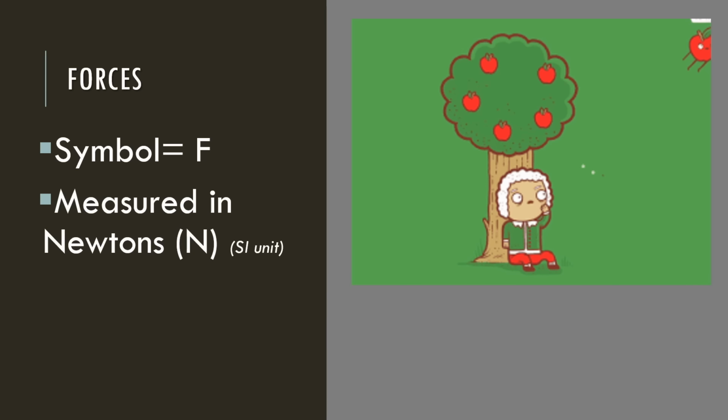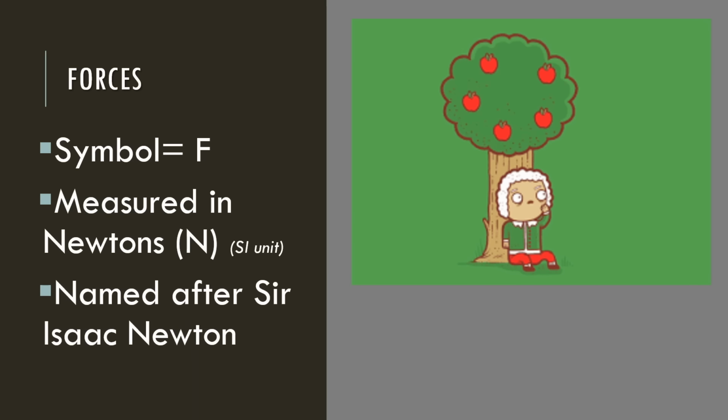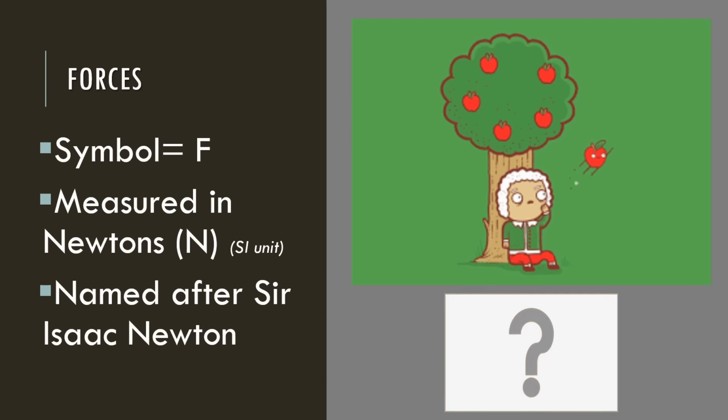For forces, the symbol that we use to represent a force is a capital F. When we measure forces, we use newtons, which is known as its SI unit. The SI unit of newtons was named after Sir Isaac Newton. Isaac Newton discovered gravity when he saw an apple falling from a tree. Then he realized that there must have been some type of force acting on a falling object, like an apple, otherwise it would not have moved. So our SI unit, or our measuring unit for forces, is newtons, and it's named after Sir Isaac Newton.